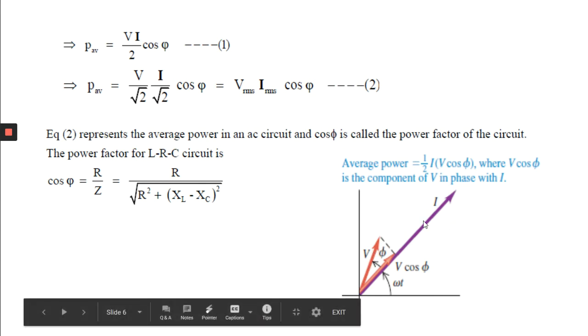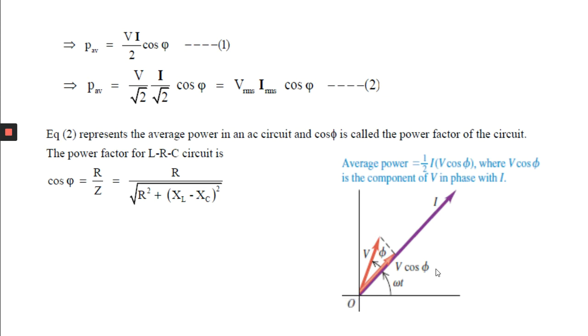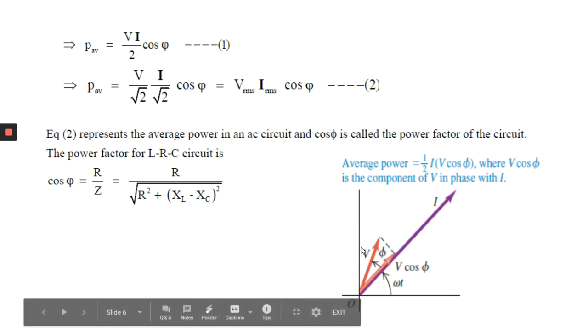If this is your I, this angle is your phi. So this is V cos phi. If this is I RMS, this is V RMS cos phi. So also you can write what is the average power. This is I multiplied by the component of phasor V which is in phase with I. So this you can say is the power.